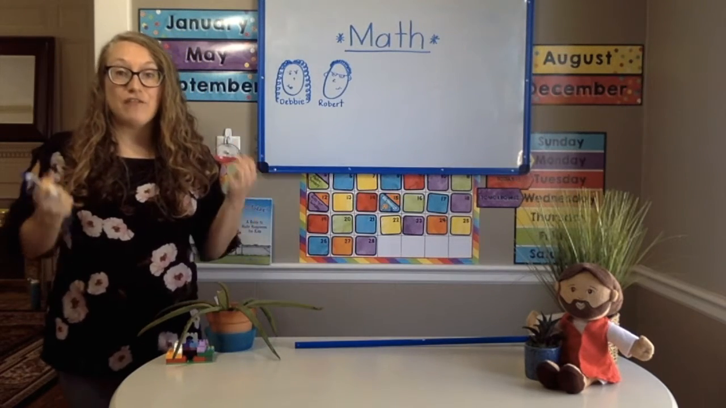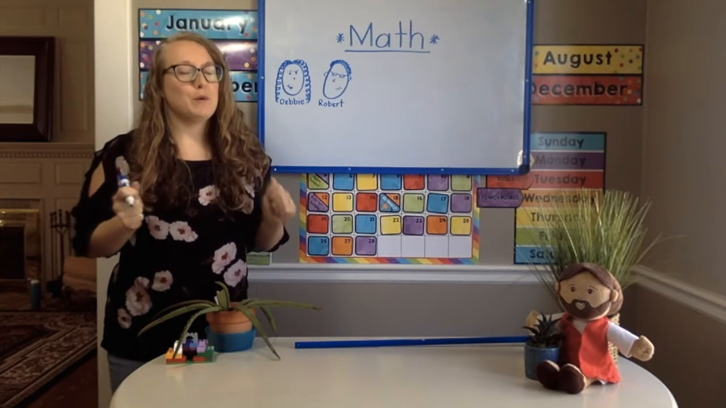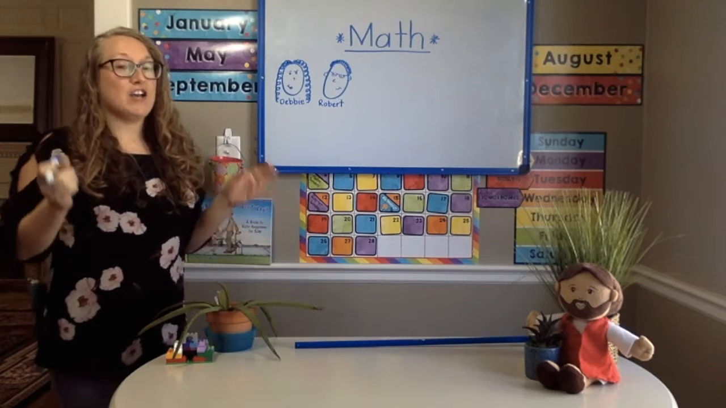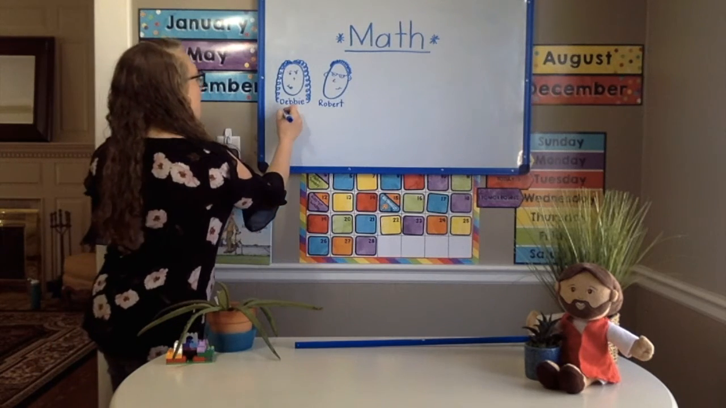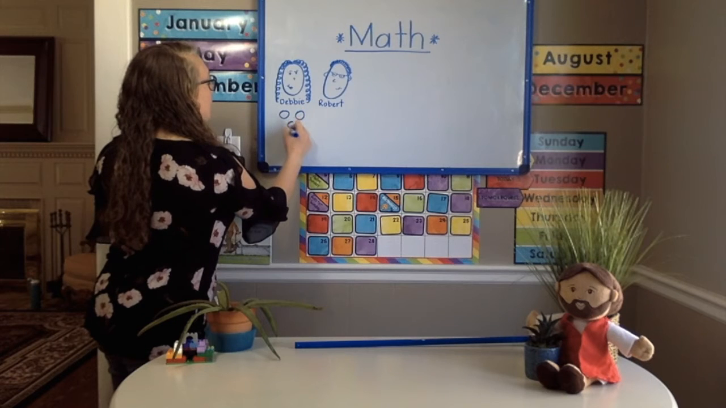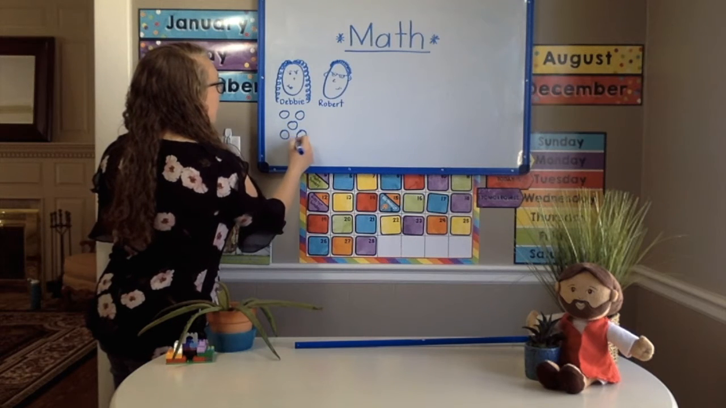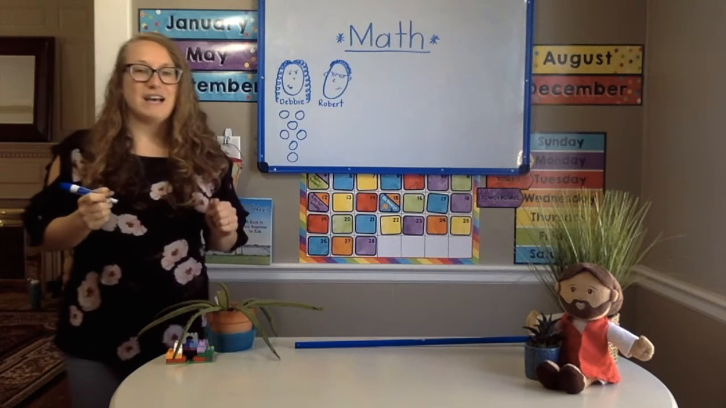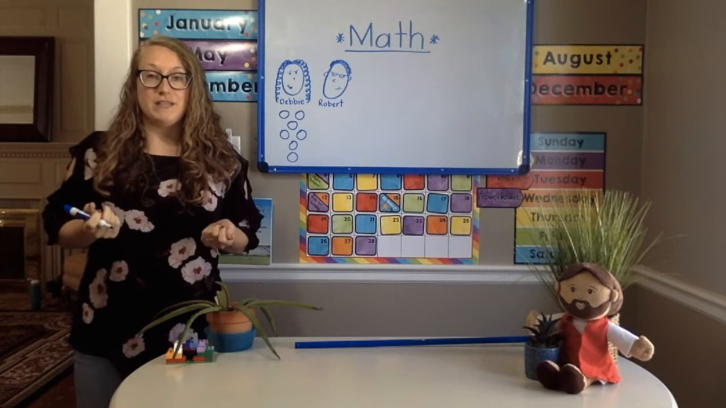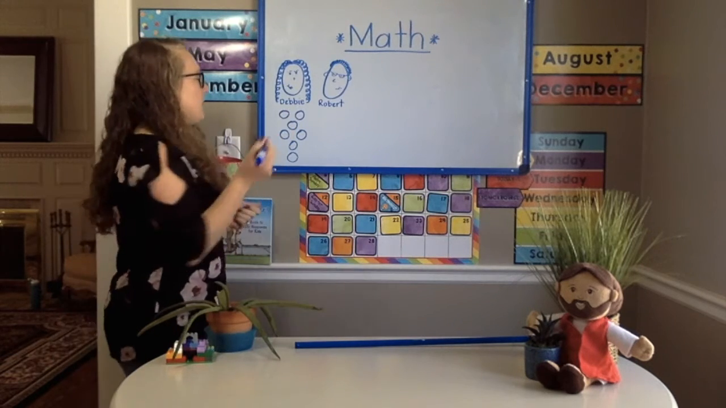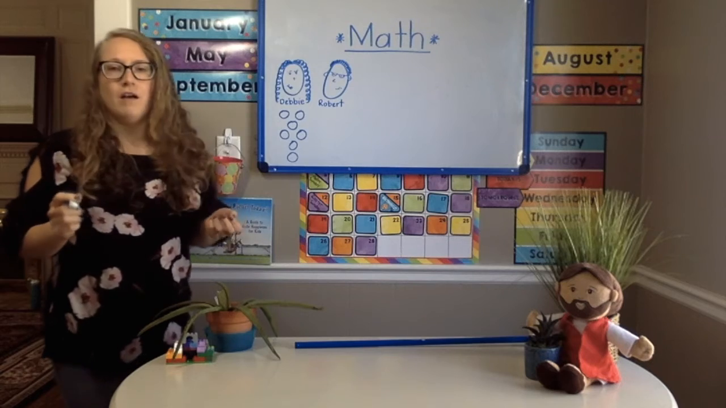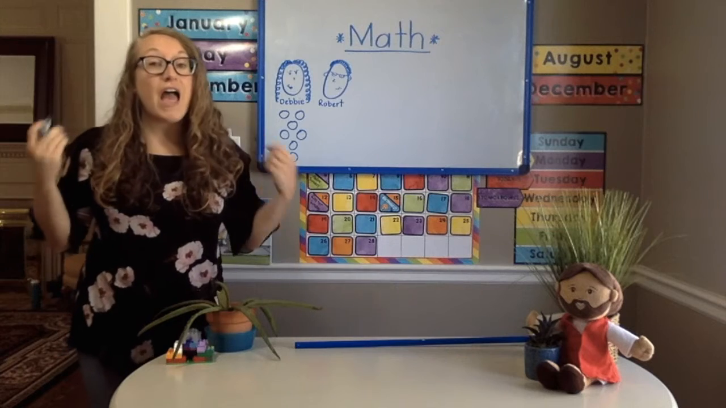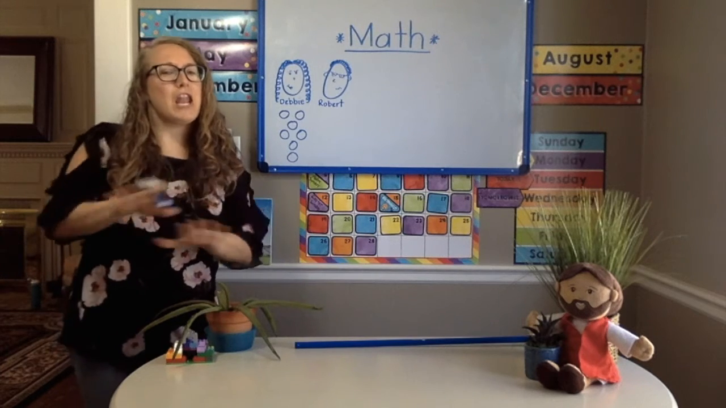Debbie has 7 pieces of pizza. I know what shape pizza is, but let's do circles anyway. Draw 7 circles, please. 1, 2, 3, 4, 5, 6, 7. Debbie has 7 pieces of pizza. Robert has 0 pieces of pizza. So let's draw 0. Wait a second. We can't draw anything because he has 0 pieces. He doesn't have any pieces, so I can't draw any circles at all because 0 means nothing.